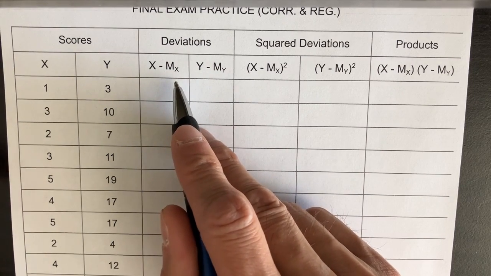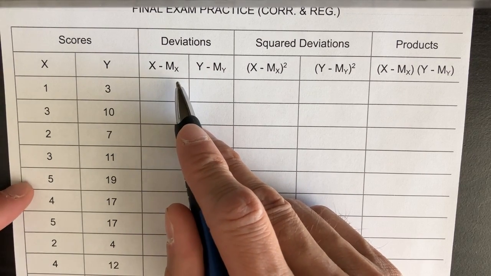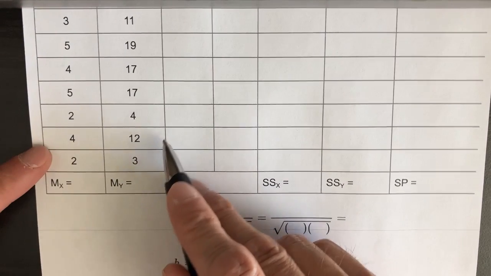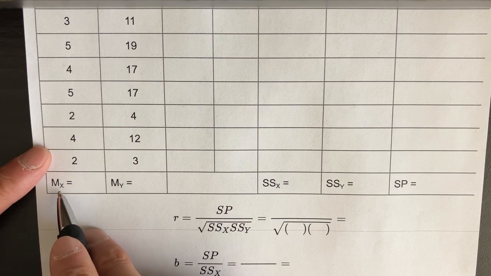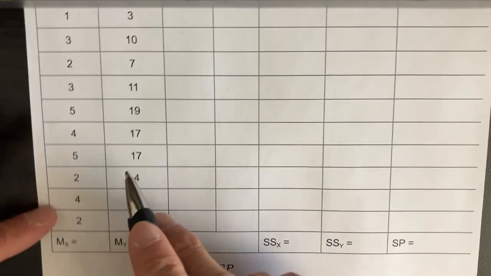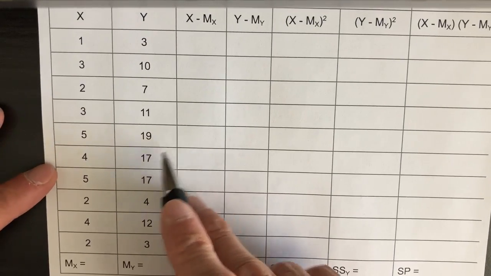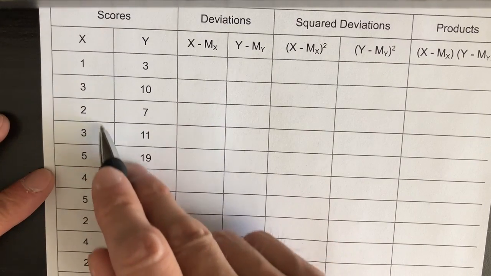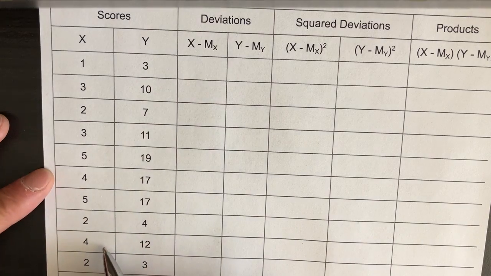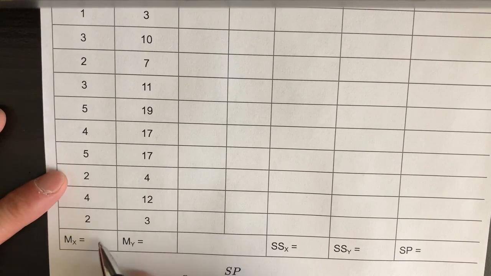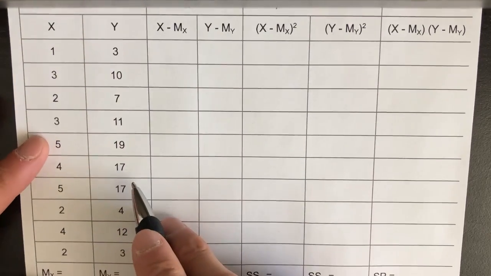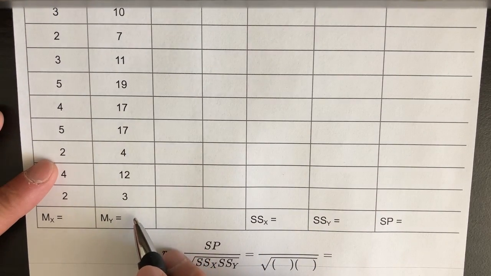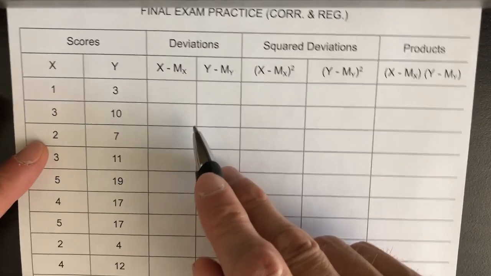These M's are the means for the respective columns, and you can see down here on the worksheet that we have a respective M subscript X and M subscript Y, which implies that you are to add these scores in the X column, find their average, and put that here. Similarly, you would do the same for the Y's: add those, find their average, and put that here.